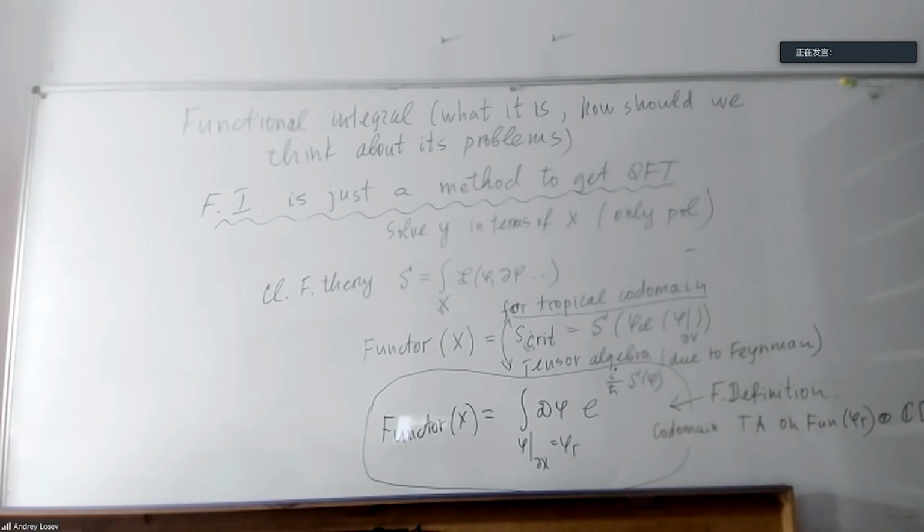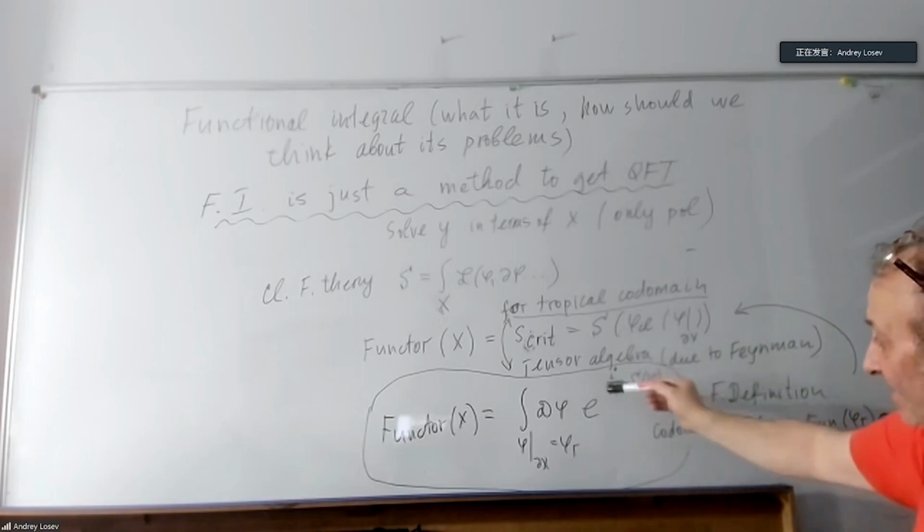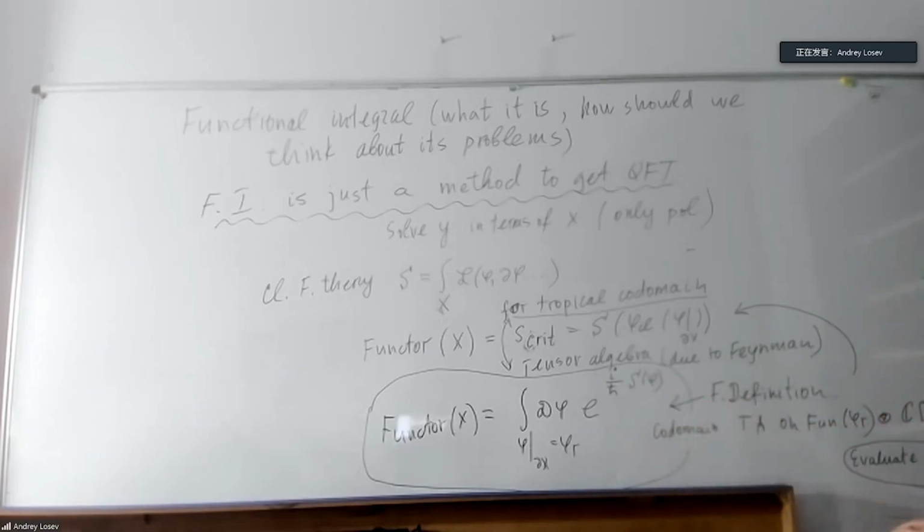Now, if I evaluate at H equals 0, I go back to the interpretation of classical theory. But Feynman insists that for H not equal to 0, you have this definition.